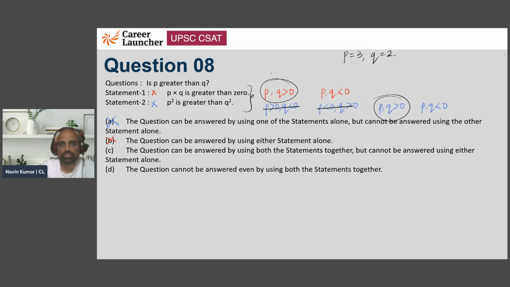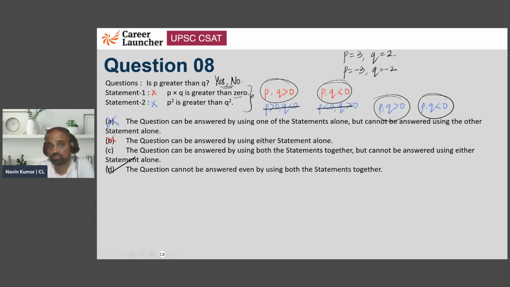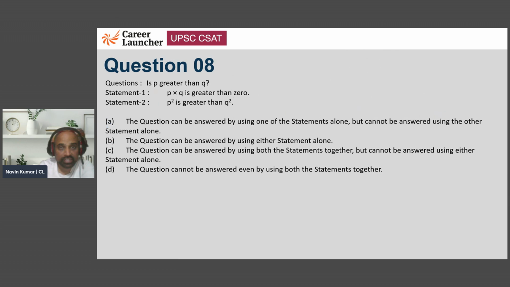So is P greater than Q? Yes, it is. Let's look at the negative case. It should be such that P square is greater than Q square. So P is going to be -3 and Q is going to be -2, such that their product is positive, still greater than 0, and P square is going to be greater than Q square. But is P greater than Q here? No, it's not. So the question cannot be answered by using both these statements together. So option D becomes our answer, right?